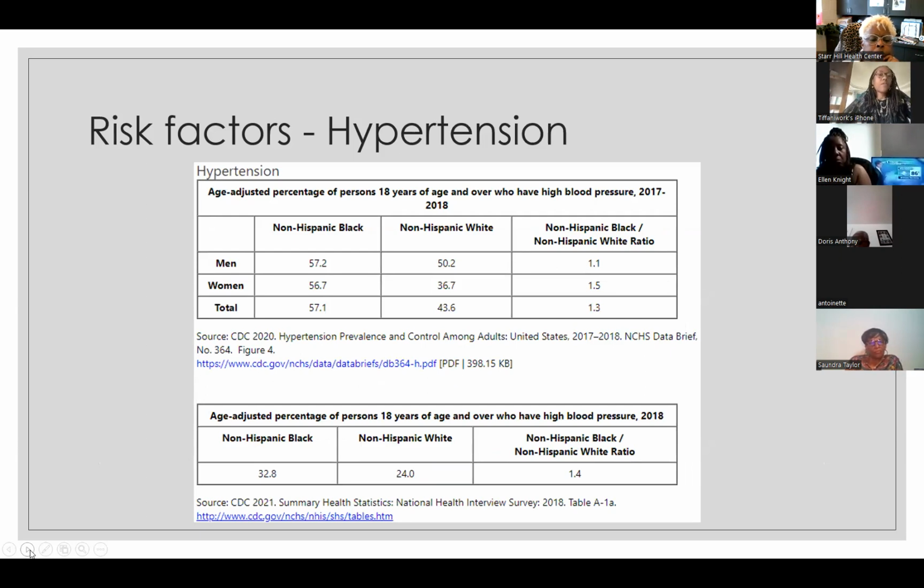Hypertension, and this is a major risk factor for stroke. And if you look, Black women and Black men are more likely to have hypertension across the board. If you're over age 18, we have a significantly higher risk of high blood pressure. But this is a major area where we can impact our stroke risk. First is having your blood pressure checked, and next is actually treating it.